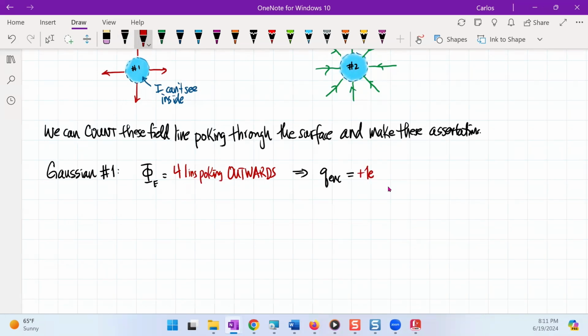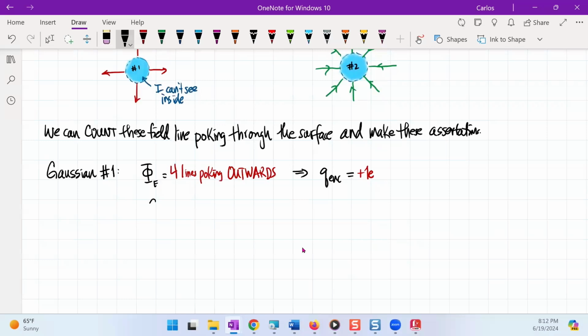So the Gaussian is hiding what's inside, but we have to conclude that if we have 4 lines, then those 4 lines lead to the conclusion that it has to have a charge of 1 positive e. I can say the same thing about Gaussian 2. So wait a minute, before I move on, what does this really tell me here?